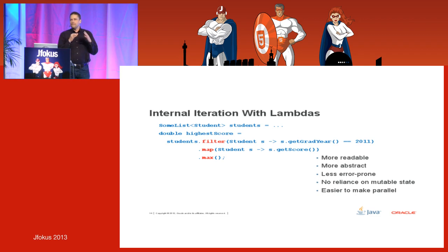This gives us much more concise code. Being more concise, it becomes more readable. It's a little bit more abstract. Certainly less error-prone because you've got less code, there's less boilerplate code around it, and so on. It doesn't rely on mutable state, so it's still thread safe. And it's a lot easier to make this parallel, because now we can look at this code and say, okay, leave it to the library to figure out how to process that method, how to actually make that happen in the most efficient way, make it happen in parallel, and so on.